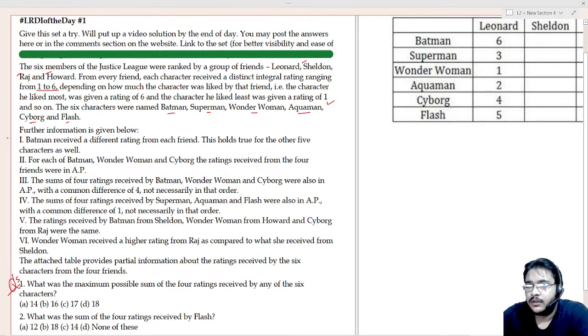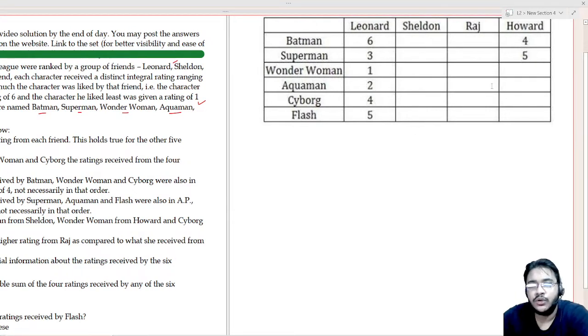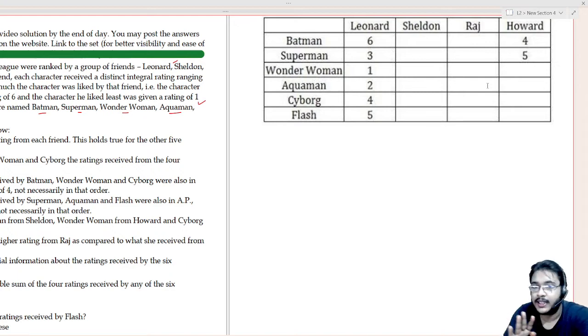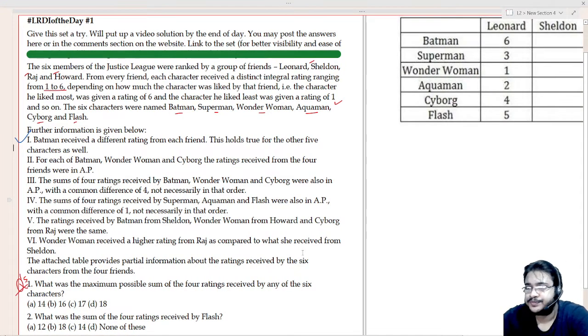The first one: Batman received a different rating from each friend. This holds true for the other 5 characters as well. In other words, the thing that I was talking about just now, that this is in fact a Sudoku kind of situation in which any number that you fill in, for example, the point that Sheldon gives to Batman and the point that Raj gives to Batman, are going to be distinct. They cannot be the same. That much is there, and it is actually true for all of these fellows.